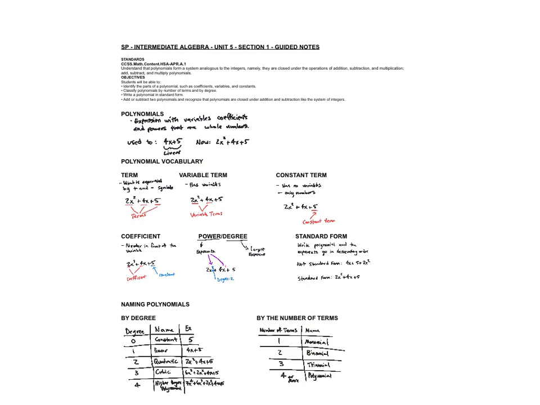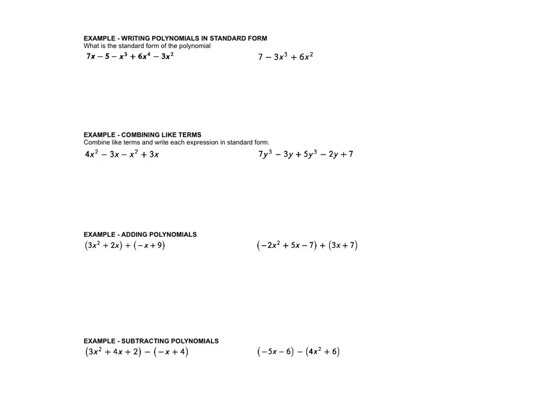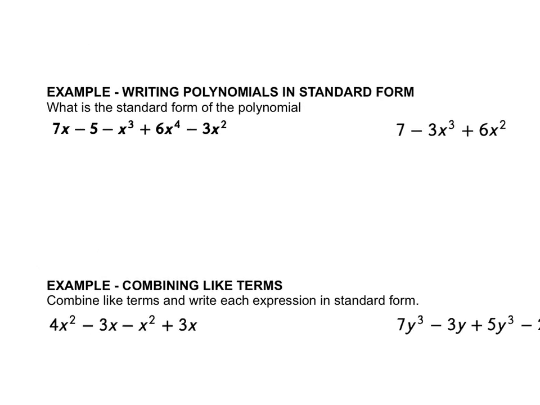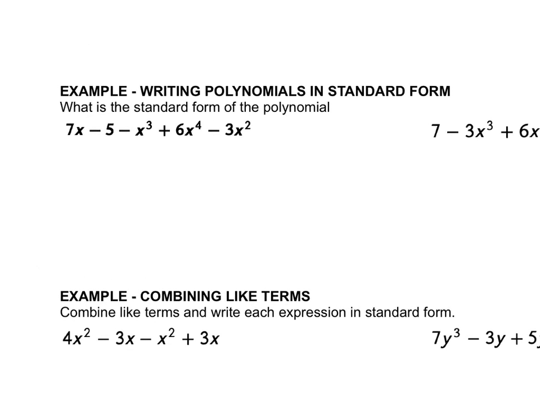All right, let's go ahead and turn that page over, and we'll take a look at the next one. All right, so really what we're doing in this section is we've got to be able to name these things. We have to be able to write polynomials in standard form. We need to talk about combining like terms. We need to be able to add polynomials and subtract polynomials. All right, so let's start with this, writing polynomials in standard form.